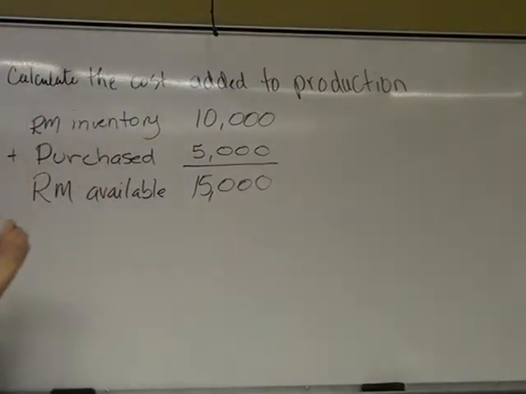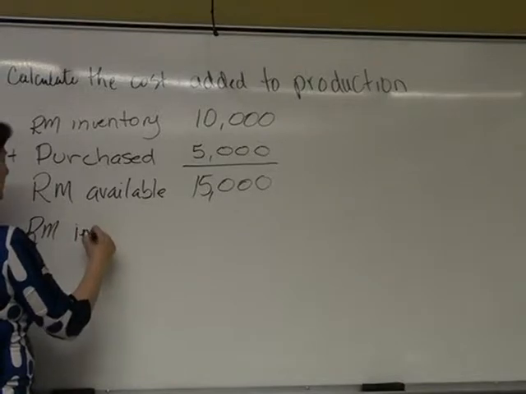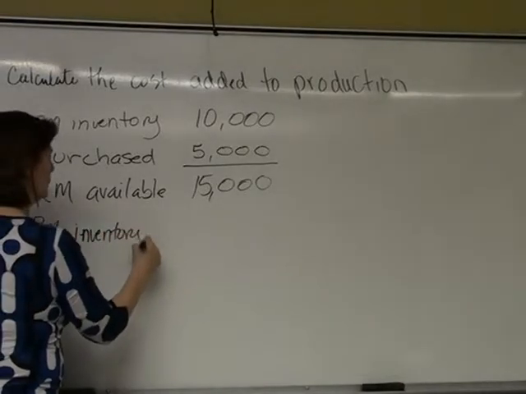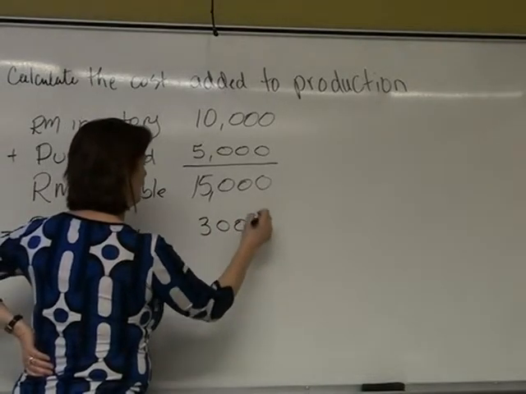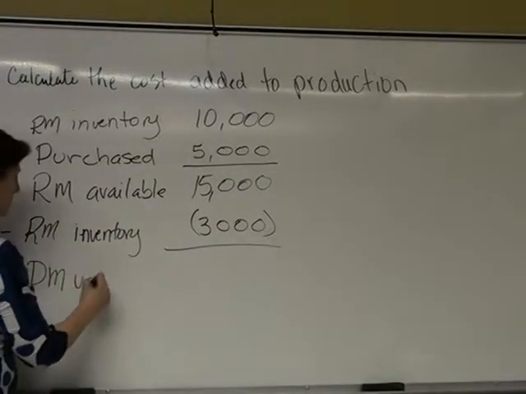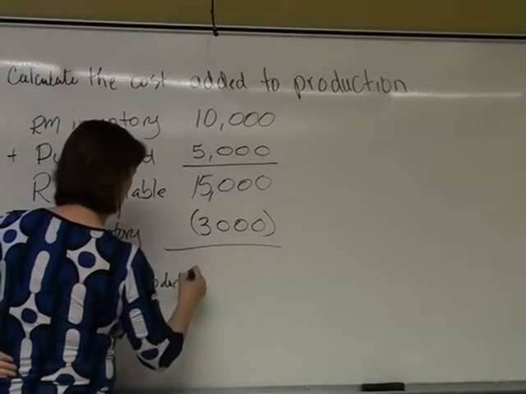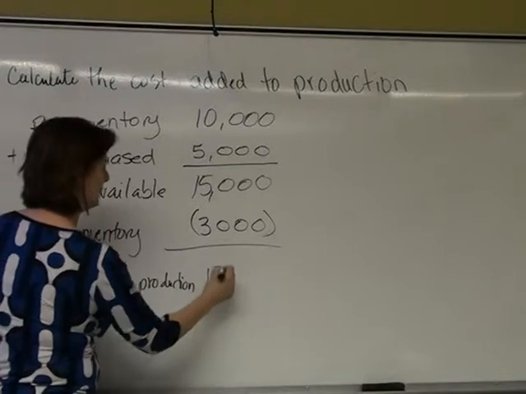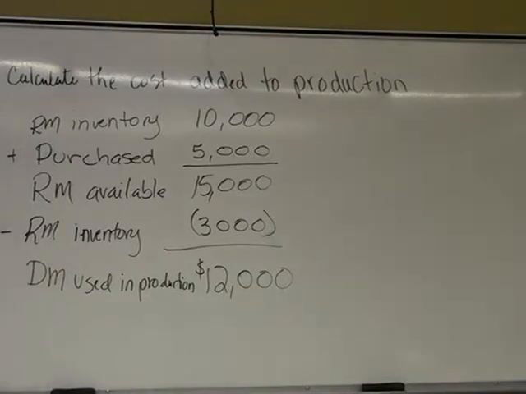Then in the schedule, we subtract what's left in the raw material inventory, the ending raw material inventory. Let's say in our instance, our ending raw material inventory is $3,000 worth of raw material. That means the direct material used in production is $12,000 worth, right? Does everybody agree with that?